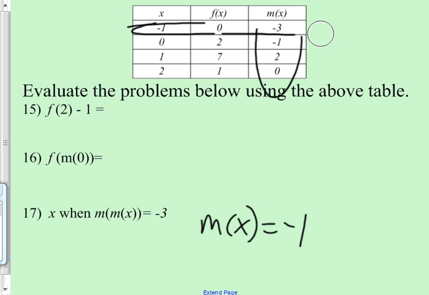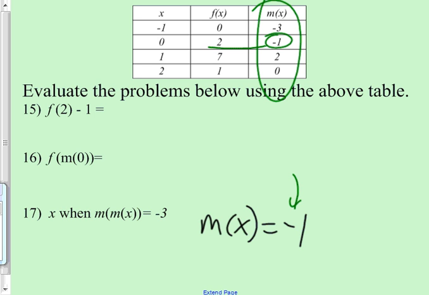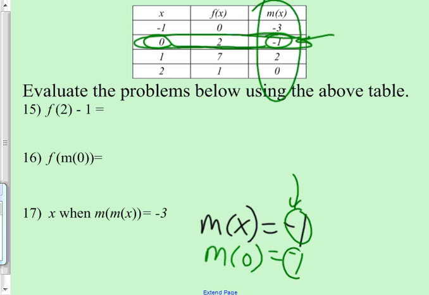Well, here's m of x. And did they tell me x? No, they didn't tell me x. They told me the y, or the m of x, is -1. That's here. So that leads me over to an x value of 0. And if I want to be sure I'm right, I'd say this. M of 0 is equal to -1. See how m of 0 would be -1? And then this is the same as this, this is the same as this, and this is the same as this. So x must be equal to 0.